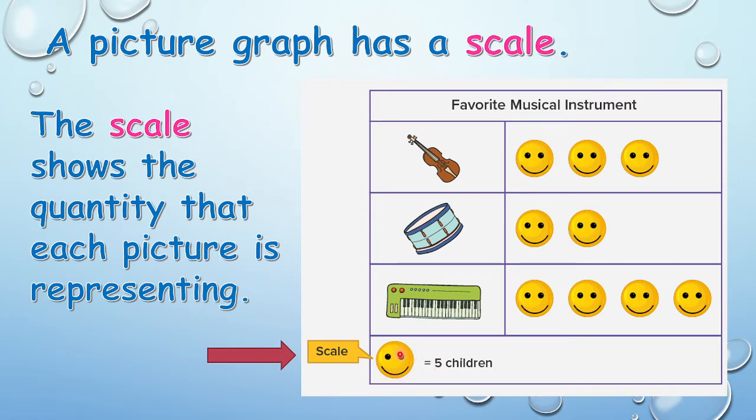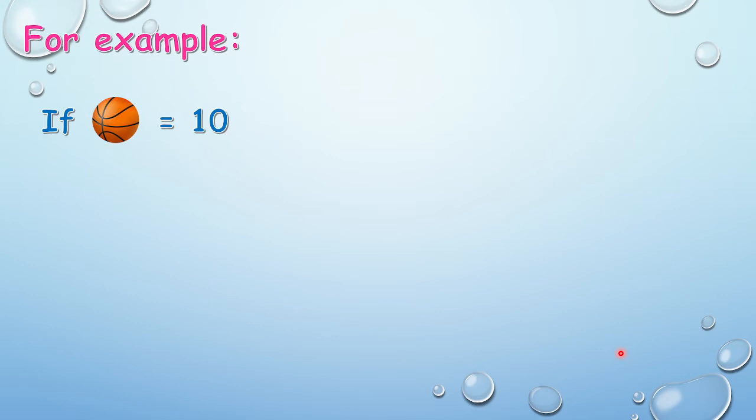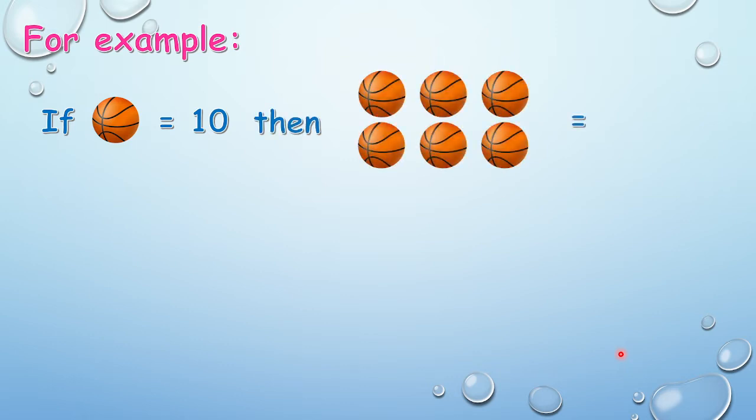You can change one smile to be equal to 10 children. Then you just have to write one smiley and then half. You can make it half to represent 5. Let's have more examples. For example, in the scale, you can change one ball is equal to 10. So if the scale shows one picture is equal to 10, then how many balls are there in this group? 60.